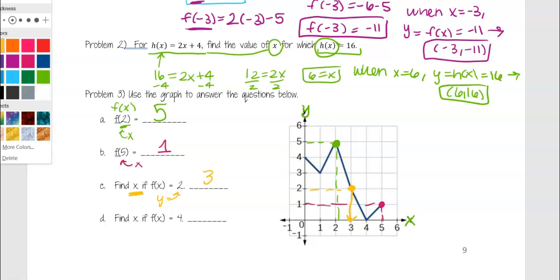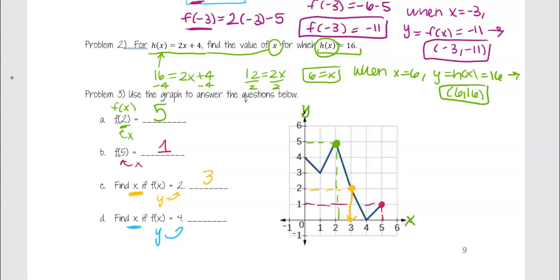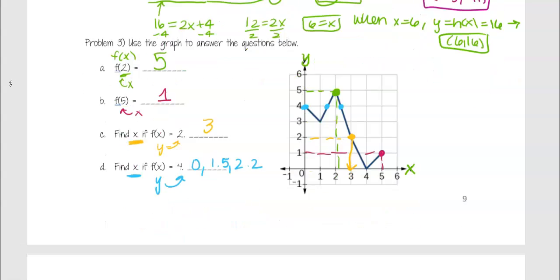And one more here. Find x when your y value is 4. Oh, here it is, here it is, and here it is. I can actually have 3 answers. So when y is 4, my x is 0. Let's call that 1.5 and 2.2. Okay? That's how we evaluate using a graph.